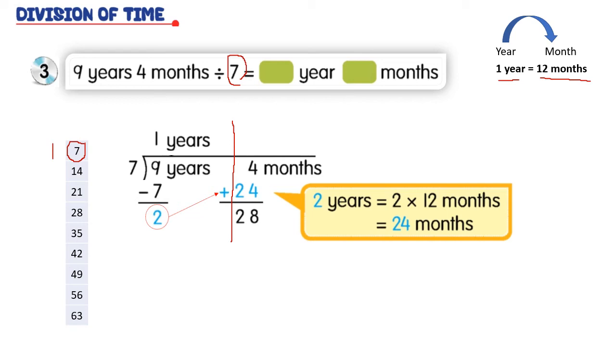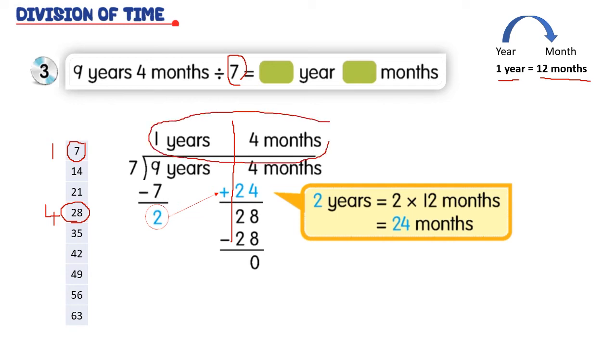So again, look at times table 7. There is 28 there. Okay, 1, 2, 3, it is 4. So write 4 at the top. Again, 4 times 7 is 28. Now you do your subtraction. So 28 minus 28 is 0. So the answer for 9 years, 4 months divided by 7 is 1 year, 4 months. Okay, for this question, you must know the relation between years and months.